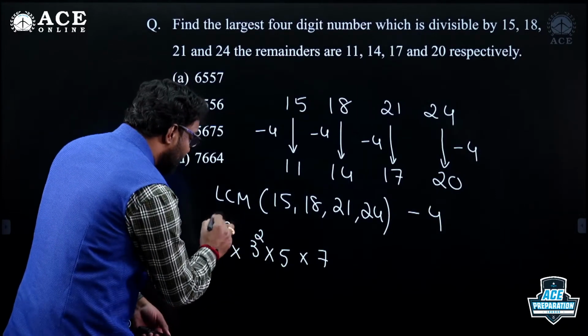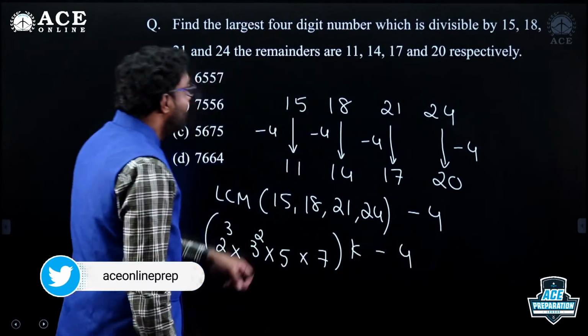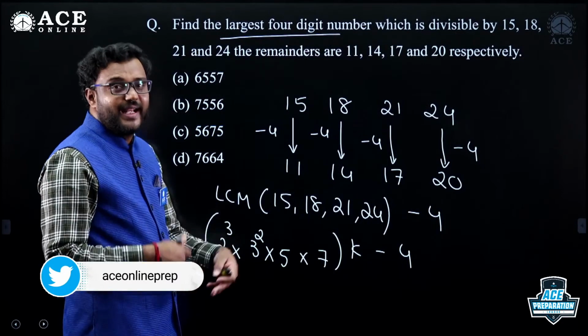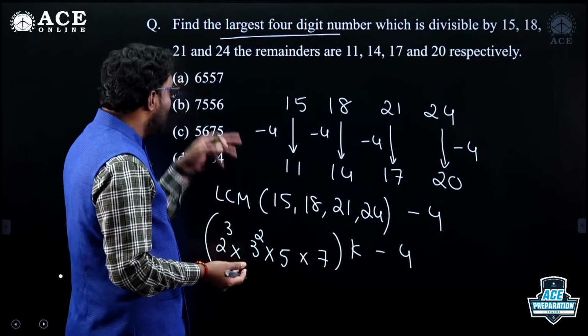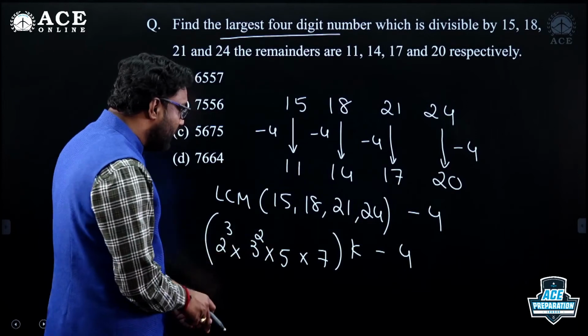And here I am using some variable k because they are asking for the greatest, the largest 4-digit number, not the smallest one. We should vary the k value 1, 2, 3, 4 like that to identify the largest one. Now here, 360 into 7, my dear friends.